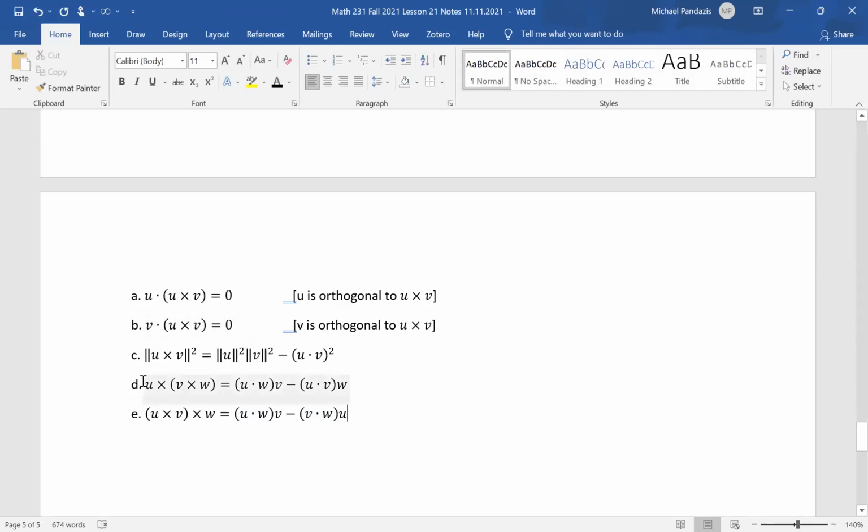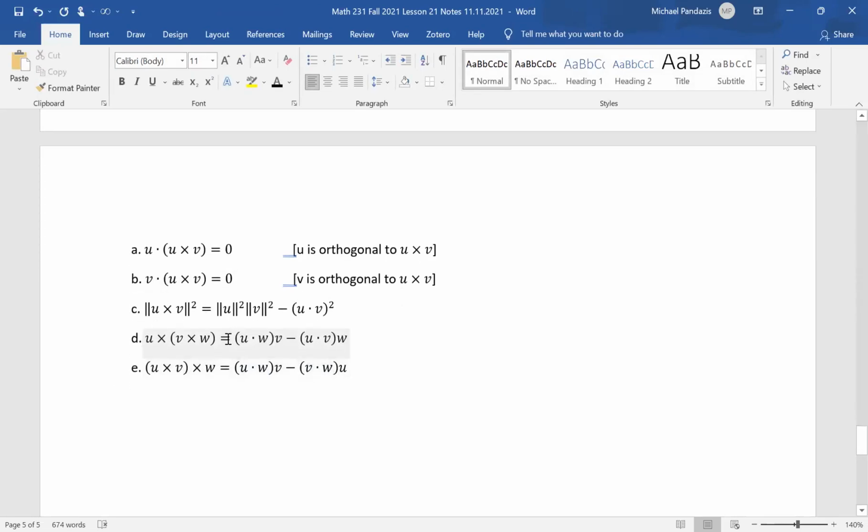When you look at formulas D and E, u dotted with w is a number. Different operations can give you different results, right? When you dot two vectors, the result is a number. When you cross two vectors, the result is a vector.